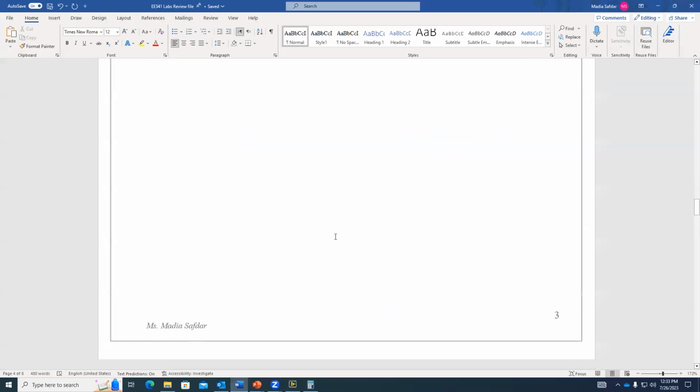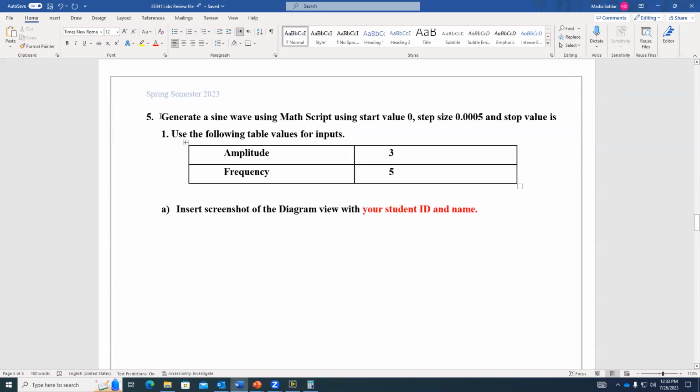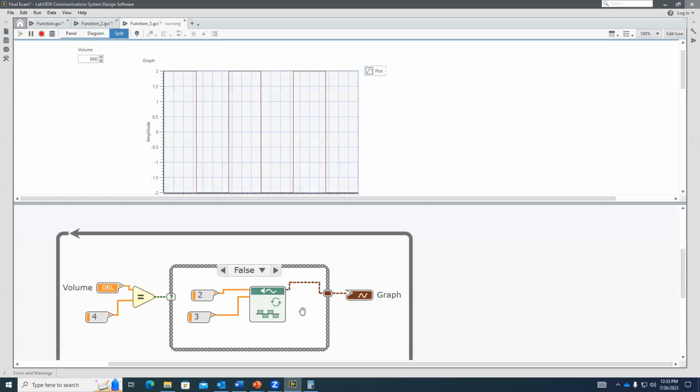Okay. Then another question is: generate a sine wave using MathScript using start value 0, step size 0.05 and stop value. So this is using MathScript. For MathScript, we have another method. This is related to lab number 3.